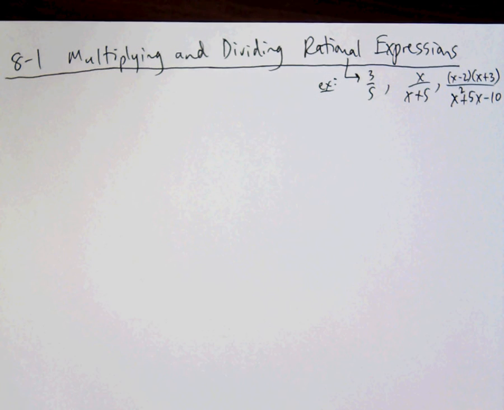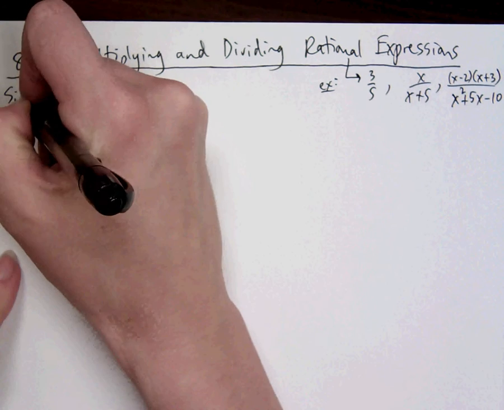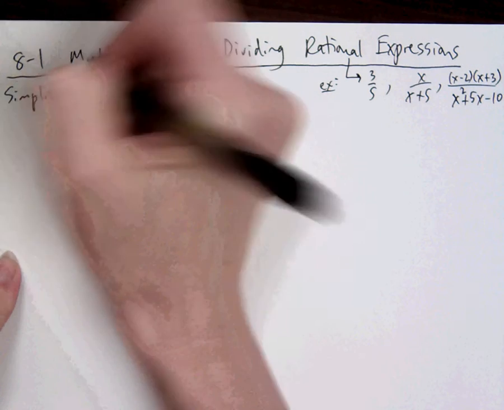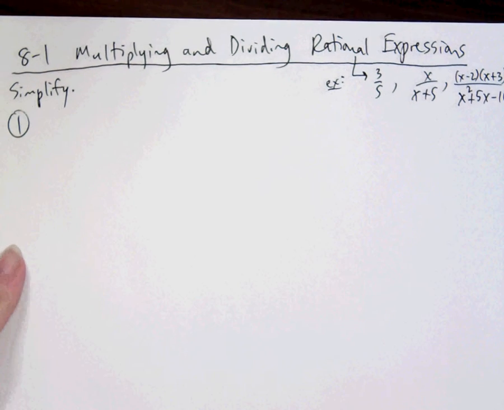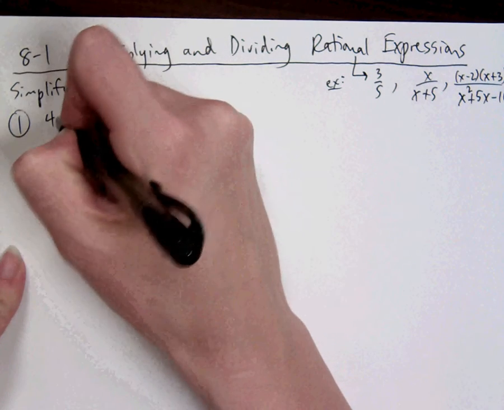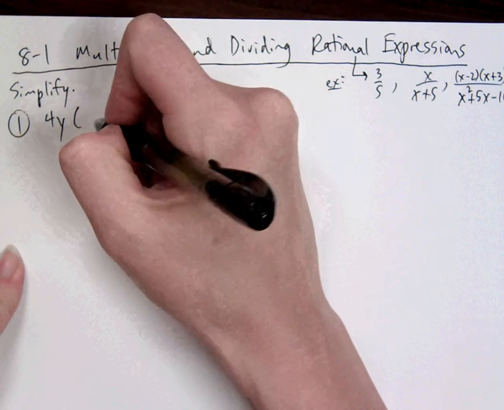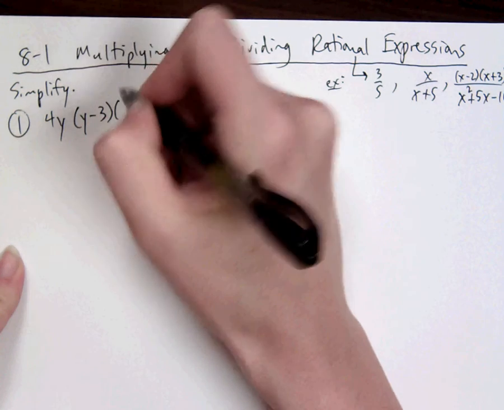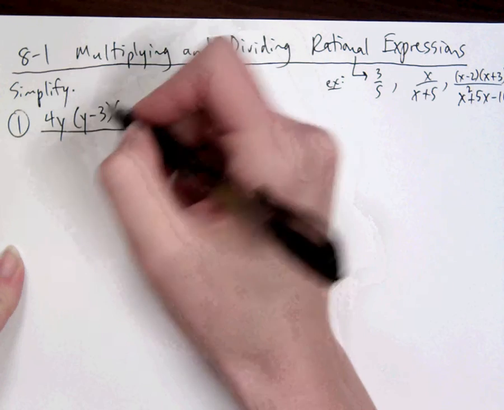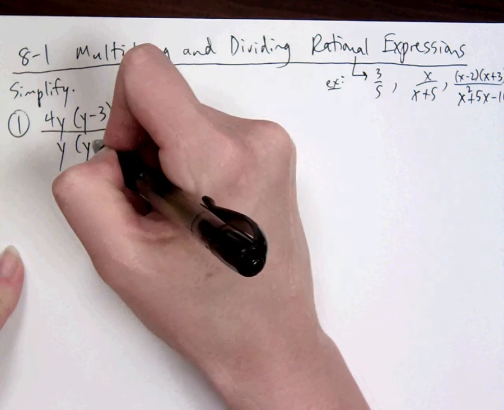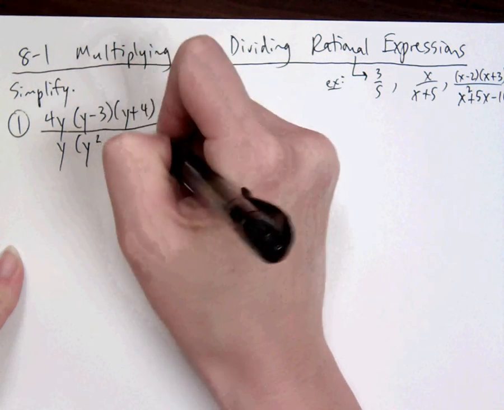So today we're going to do a lot of simplifying with them. So before we actually multiply and divide, let's work on some ideas of simplifying. So my first example for you, I've got 4y times y minus 3 times y plus 4 all over y times y squared minus y minus 6.